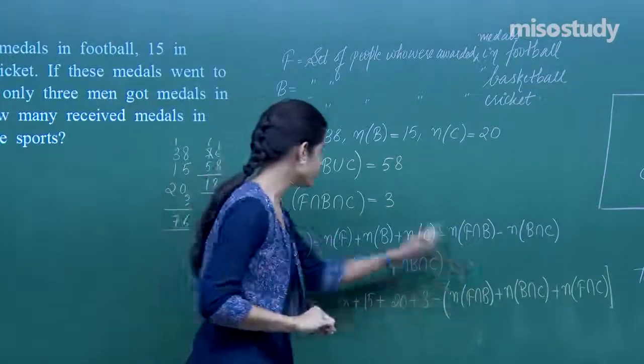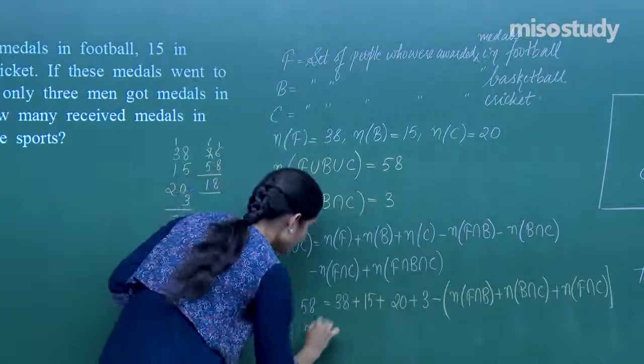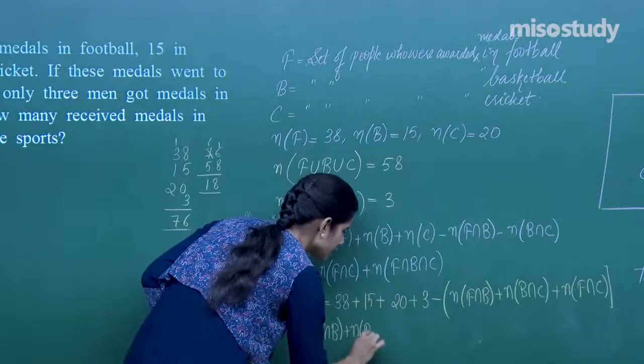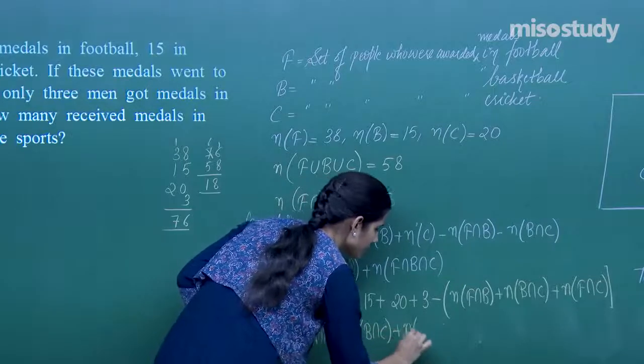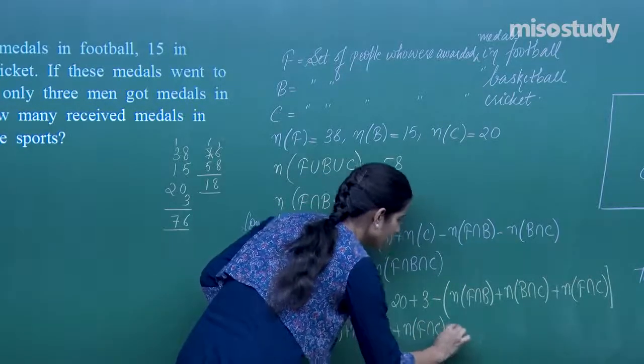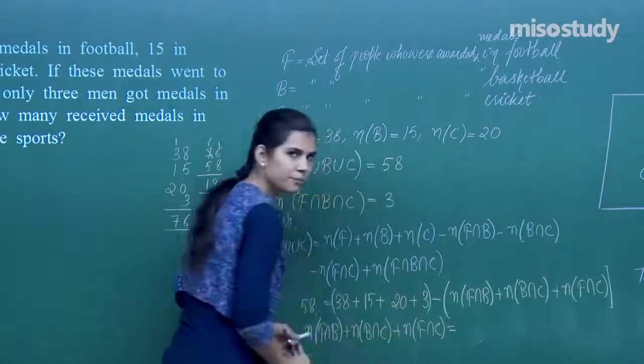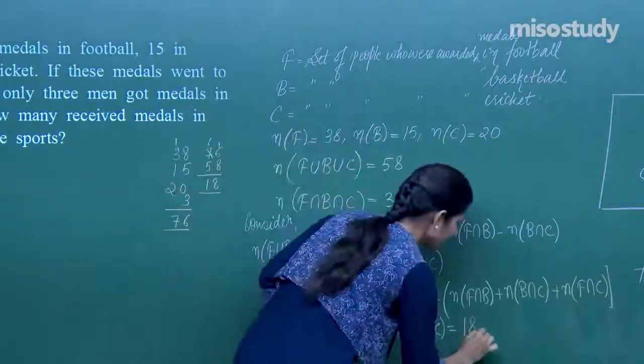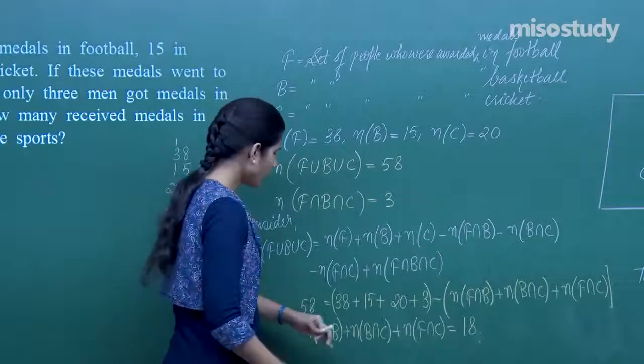Why? Because I would be shifting this completely this side. I have number of members in F intersection B plus number of members in B intersection C plus number of members in F intersection C to be equal to this complete sum, which is coming out to be 76 minus 58, that is 18. Now what is this written?